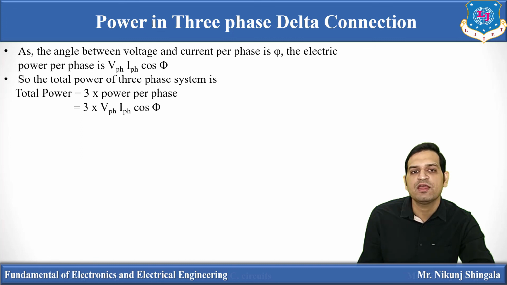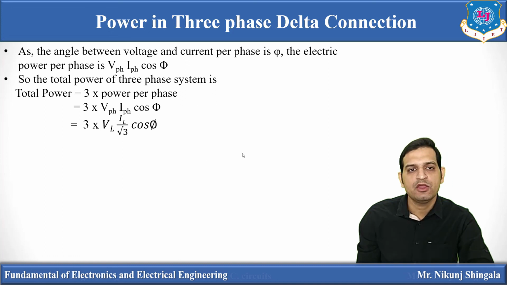Putting the value of V phase and I phase for the delta connection system, we can write 3 into VL, because V phase is equal to VL, and I phase is equal to IL by root 3, cos phi. So if we solve this equation, we get the total power for the delta connected system. It is root 3 VL IL cos phi. The same equation we get for the star connected system, but here the relationship between line voltage, phase voltage, line current and phase current is different from that of the star connected system.